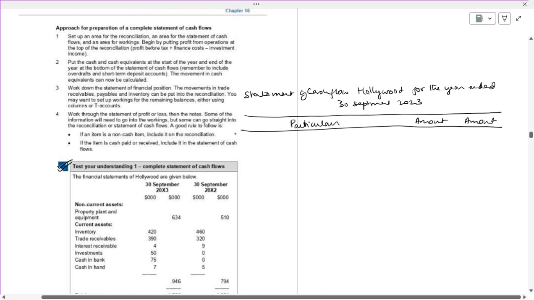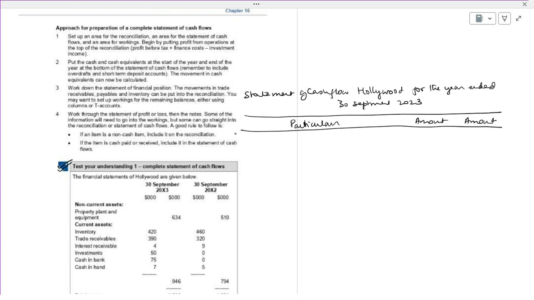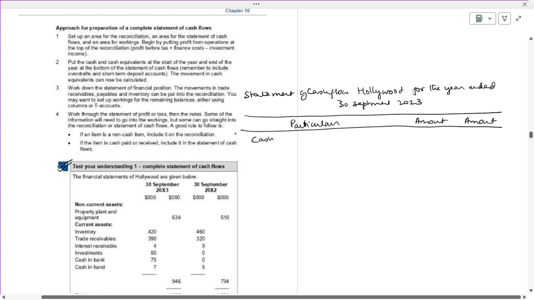Can you take a screenshot and put the format on the WhatsApp group? It will be easy for you. Now, the first one we have to take is cash flow from operating activities. If you are doing it in Excel, that's good enough. What do we have to start with first?